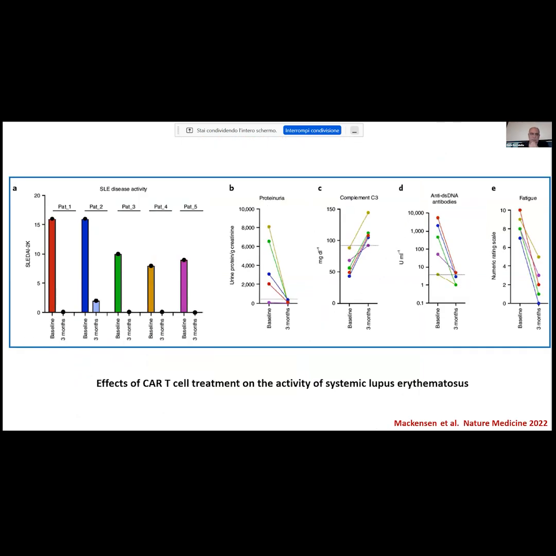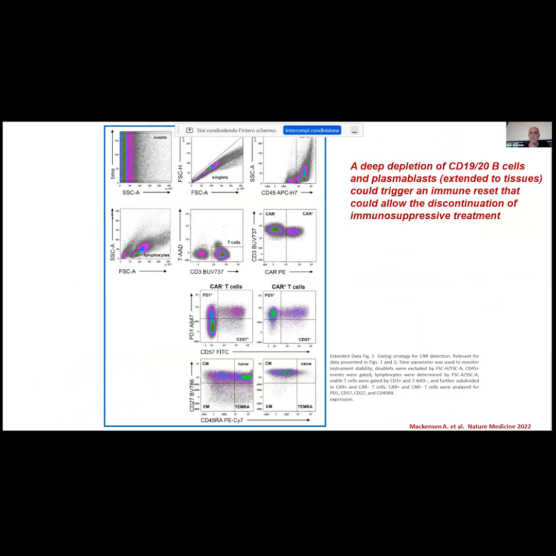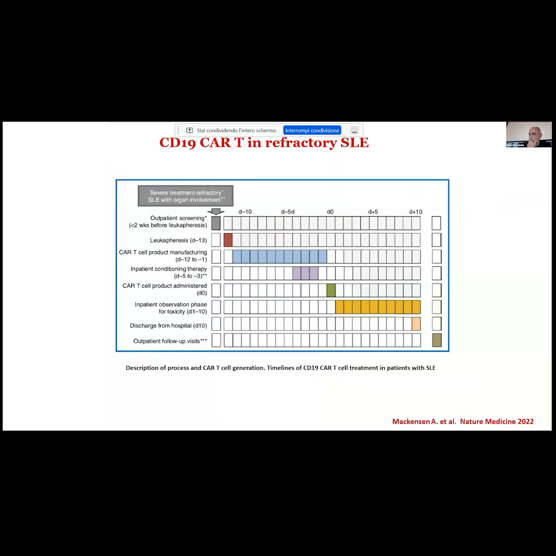The effect of CAR T cell treatment on the activity of systemic lupus erythematosus was confirmed by the same group on a larger number of patients, with a deep depletion of cells and plasmablasts extended to tissue that could trigger an immune reset that could allow the discontinuation of immunosuppressive therapy, which is a very important goal to try to reach. Remarkably, the role of the conditioning chemotherapy should be taken into account.